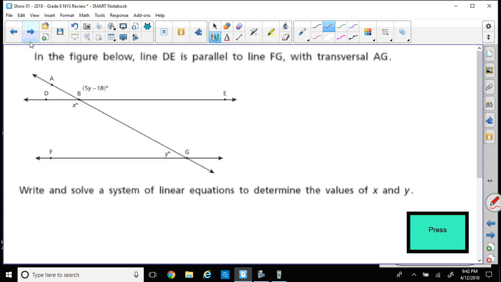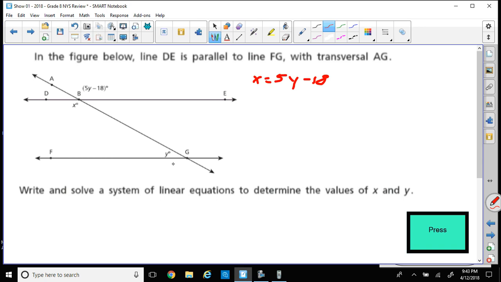Okay. In the figure below, line DE is parallel to line FG with a transversal AG. Write and solve a system of linear equations to determine the values of x and y. All right, let's see what we got here. We got this angle here is 5y minus 18, and we got the angle that's vertical from it is x degrees. So I already have a definition that vertical angles are equal, so that means I have x could be equal to 5y minus 18. Not a pretty looking equation, but yet it's an equation.